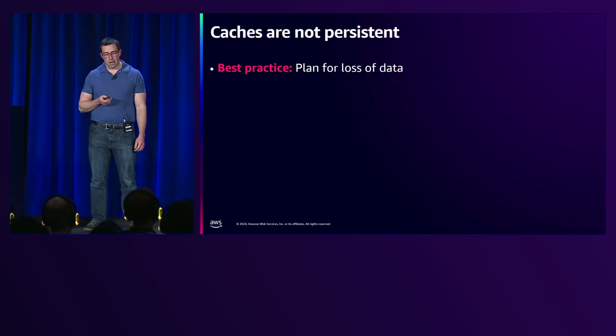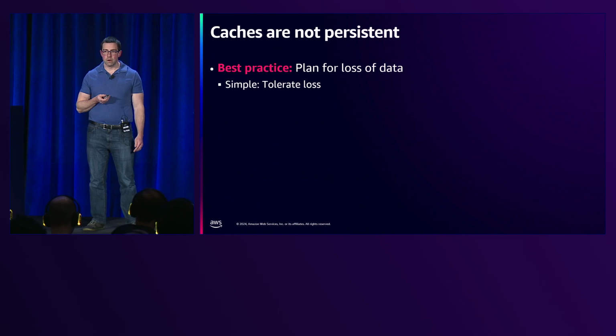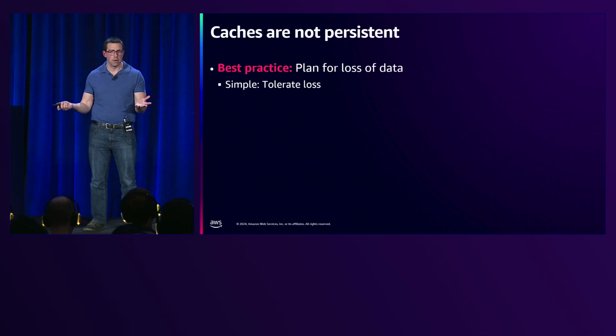There's a couple different ways to handle that. The best practice is to basically plan for this loss of data and be able to accommodate it. One way is just to tolerate loss, which for a simple cache you can do just by repopulating from the database in the event that that item's missed, or for something like a rate limiter, maybe it's okay to miss a single update and just make one extra call when failure happens.